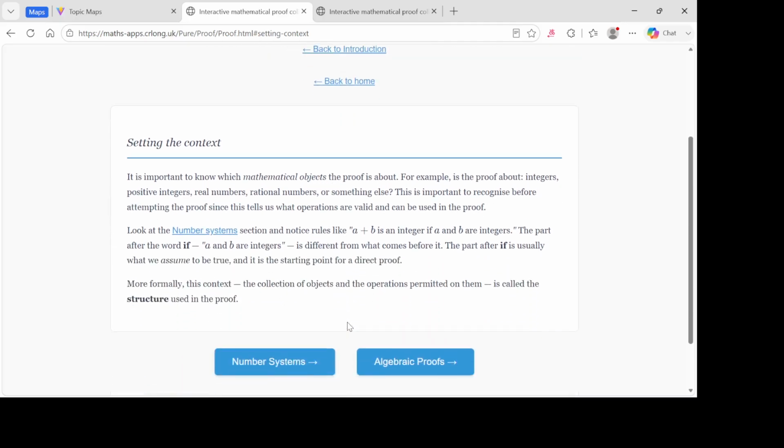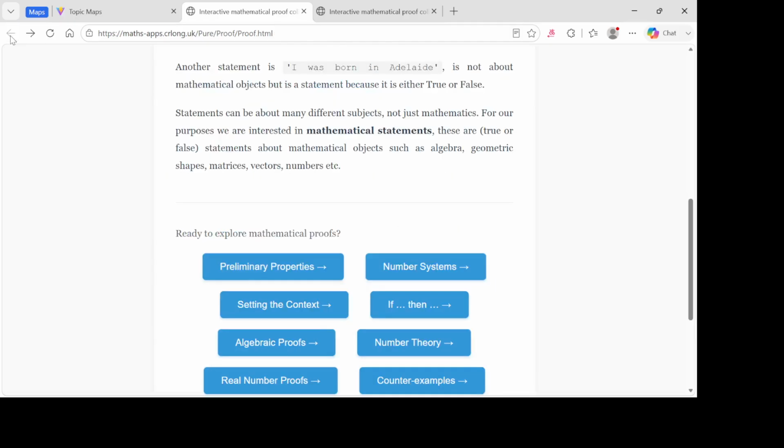When we're considering a proof, we have to be clear, what is the proof about? Is it a proof about integers, or is it a proof about real numbers, or is it a proof about matrices, or is it a proof about vectors? Why that's important is it tells us which of the properties and rules that we can use in this particular proof and which ones we can't.